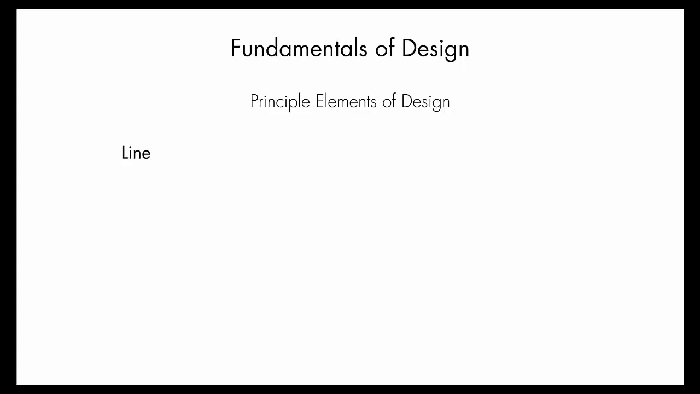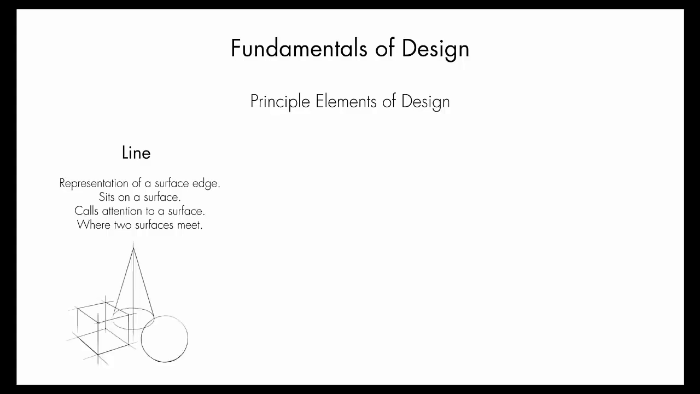So first off, we've got line. And line is a representation of a surface. It sits on a surface, it calls attention to a surface, and it might be where two surfaces meet. You never really see lines. Lines don't exist in real life, but we tend to sketch in lines because they represent our surfaces. So here's an example of what that means. We've got edges meeting, our surfaces meeting and creating these edges, and these lines are representing that, right?